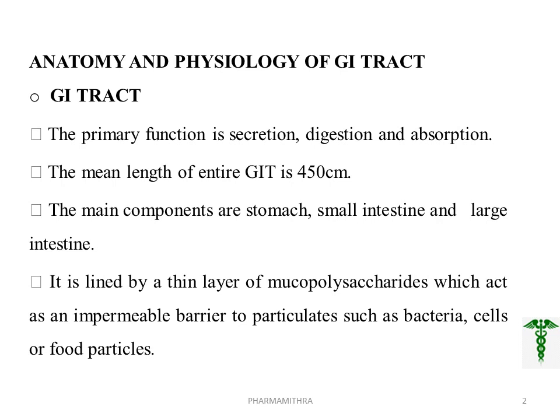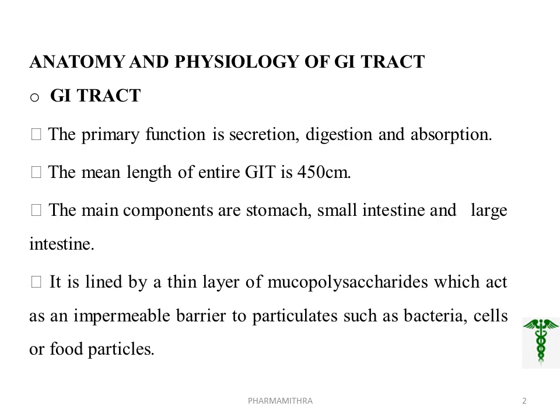Before dealing with the patient-related factors, I think we want to briefly discuss the anatomy and physiology of the GI tract. First of all, the gastrointestinal tract comprises a number of components, and its primary functions are secretion, digestion and absorption. The mean length of the entire GIT is 450 centimeters, and the major functional components include the stomach and the small intestine, which includes the duodenum, jejunum and ileum, and the large intestine, the colon.